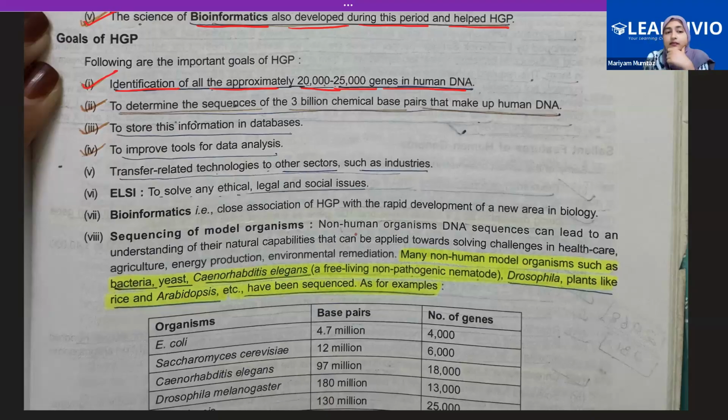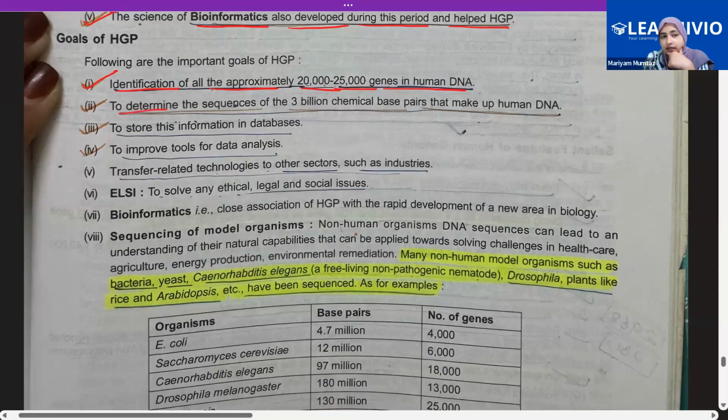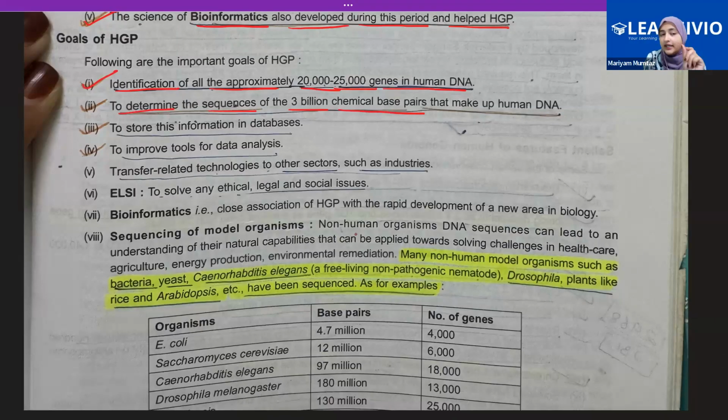Later on, they also wanted to determine the sequence of 3 billion chemical base pairs. Imagine 3 billion chemical base pairs that are there in human DNA. They wanted to find out the sequence, like how people have seen A, T, G, C, all of that. So in which manner is this arranged? Whether A is here, G is here, T is here. So whatever is the arrangement, for 3 billion of that, they wanted to know.